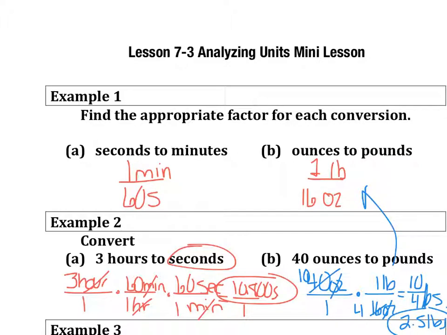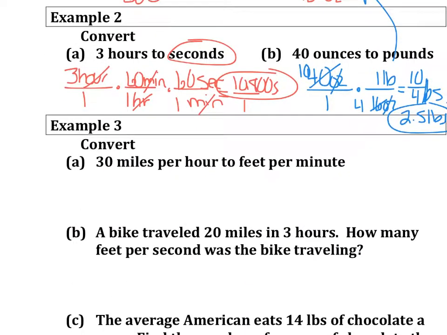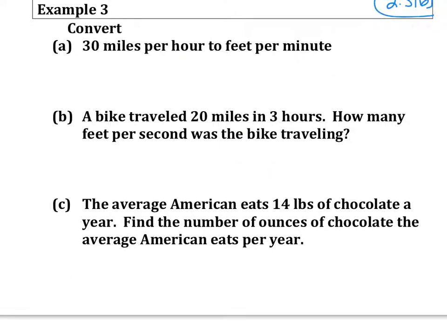Okay, in the next one, we are going to convert from 30 miles per hour into feet per minute. And so I'm always going to start by writing my initial rate on the left, so 30 miles per 1 hour. And I'm going to write my desired units at the very end, which is feet per 1 minute. And that kind of keeps me focused on the task.